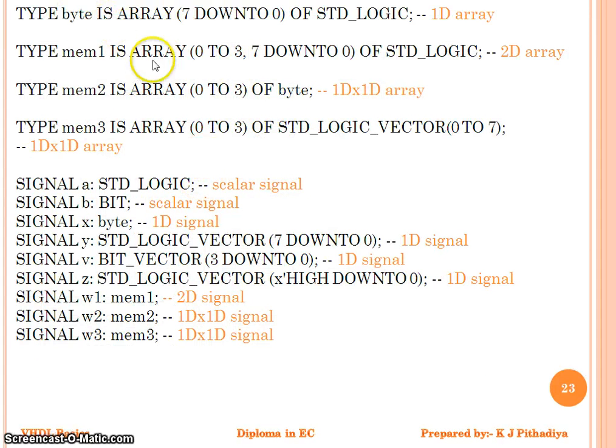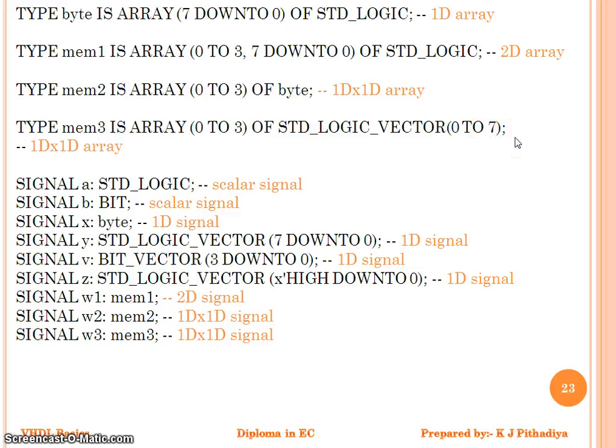Now next, type byte is array 7 down to 0 of std_logic, 1D array. Memory 1 is an array of 0 to 3 comma 7 down to 0, that is a 2D array. Mem2 is array 0 to 3 of byte, that is 1D cross 1D. So this is byte, 0 to 3 of 7 down to 0, that is of byte, 1D cross 1D. Mem3 is 0 to 3 of std_logic 0 to 7, here we can have 7 down to 0, here we are having 0 to 7.